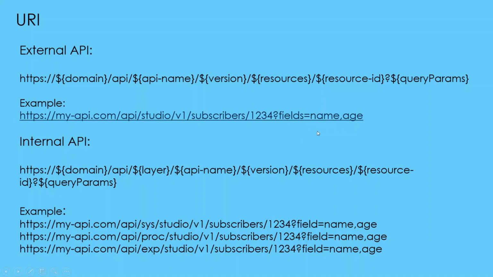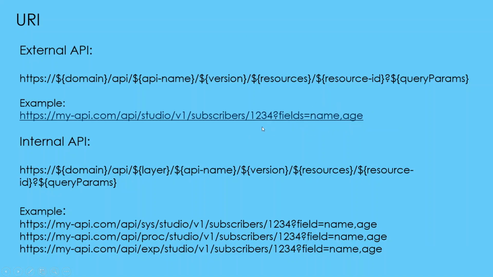So this is the final API URI that has been realized following this taxonomy. Like the protocol, the domain name is my-api.com, API default, then API name is studio, which is the name of the application, then the major version v1, then subscribers is the object that my resource is representing, then the actual resource ID like 1 2 3 4, and then the fields that I want to retrieve is denoted by a query parameter.